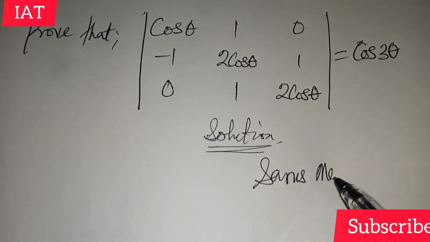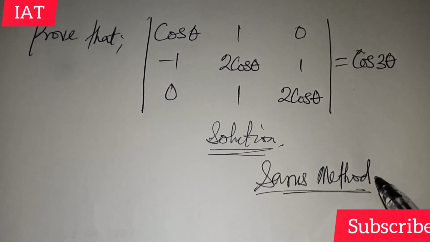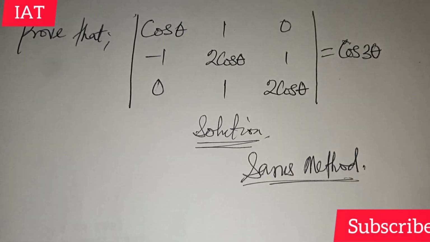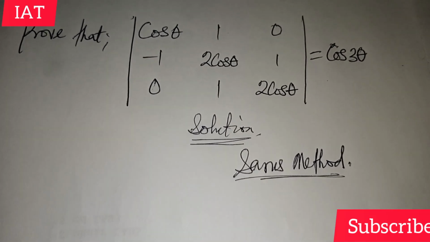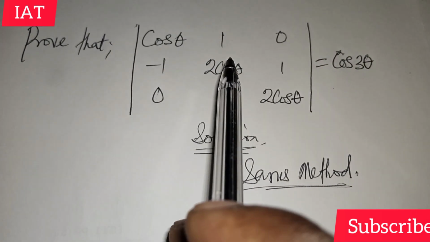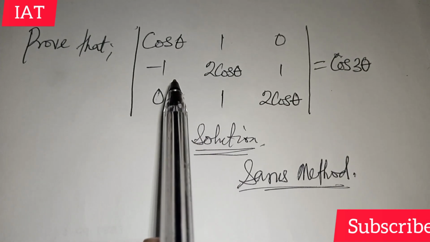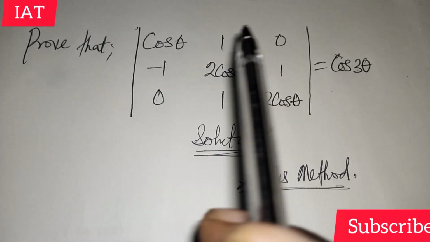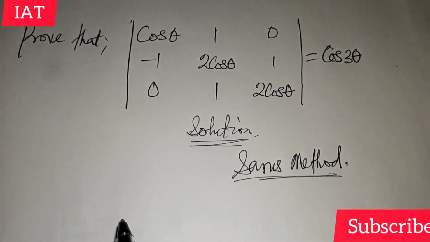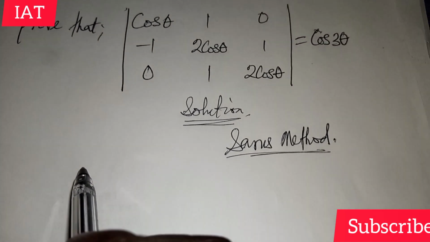Sarrus method. So what is this method like? What I need to do is to rewrite this expression and then duplicate the first and the second column outside the modulo sign. This is what I'm talking about.